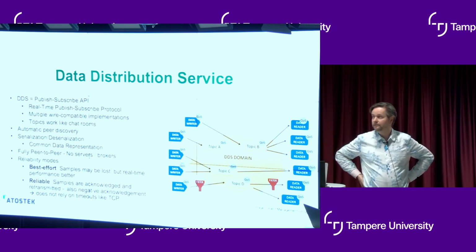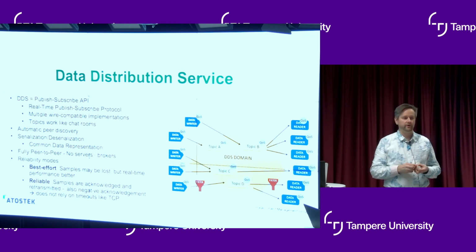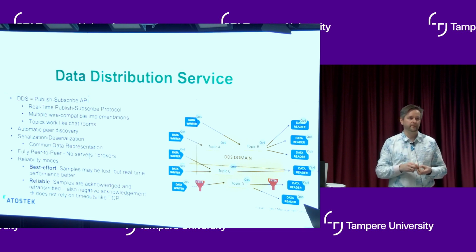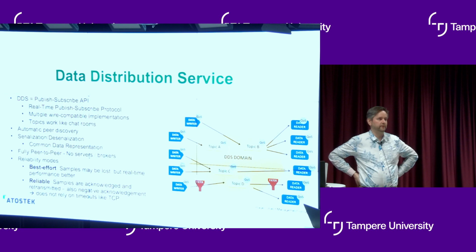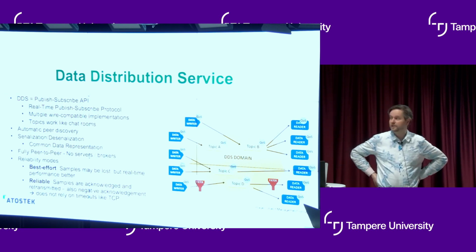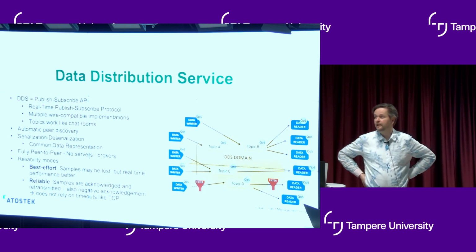Another nice thing is automatic peer discovery. So just connect everything to the same network segment or the same broadcast domain that you can multicast over, and all the different processes over different computers will automatically connect as long as the topic names and types match. DDS will do data serialization and deserialization for you, so you don't need to choose your serialization format.